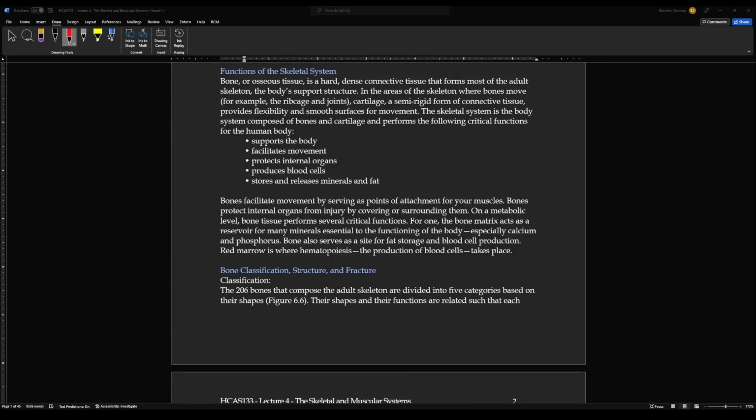All right, so we're going to begin our discussion on the skeletal and muscular systems. These two things are often grouped together and termed the musculoskeletal system. Starting off, we'll be looking at the skeletal system, and then we'll move on to the muscle, since muscle pretty much exists to move the skeleton.